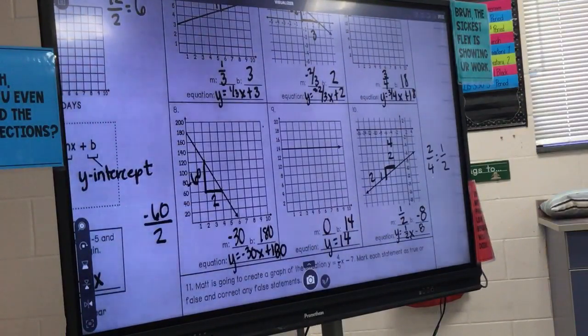Questions about finding your slope, finding your y-intercept, or writing your equation from a graph? Okay, this is going to be a big thing on your next test. This is also going to be a big thing on your next check-in, which is going to be like 1,000 years from now. We have a slope test again, on the 13th and the 15th. Okay, we'll talk about that later.